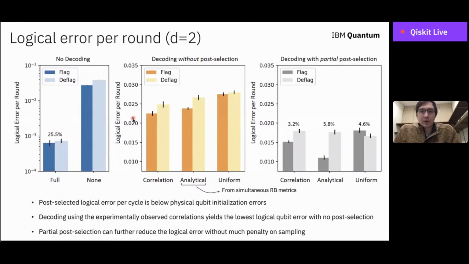If we don't do any post-selection, so this is keeping all the results, and if we match along an ambiguous edge, then we just say that we don't flip the logical. Then we see that the correlation decoder is outperforming the analytical by a bit. And if we look at decoding with partial post-selection, then the analytical is actually performing the best.